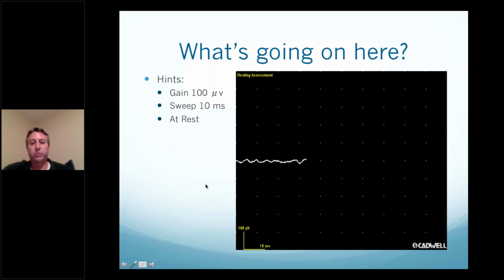So let's look at this. Now here's another situation. Now the person is at rest. The gain is 100 microvolts, and the sweep is 10 milliseconds. So that's the parameters for this. And again, the person is at rest. So let's take a look at the tracing, and let's pump the volume up a little bit. Let's see what we see here.